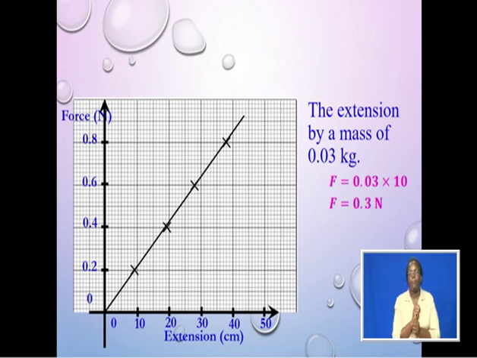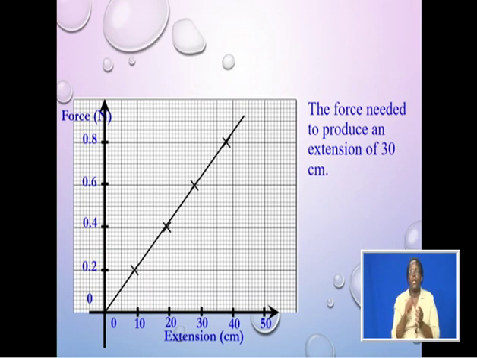And we trace the 0.3 newtons on the axis where we have the force. That should be around the center of 0.2 and 0.4. We will draw a horizontal line to the line, and then we will trace where the extension is, and we find it to be 14 centimeters.